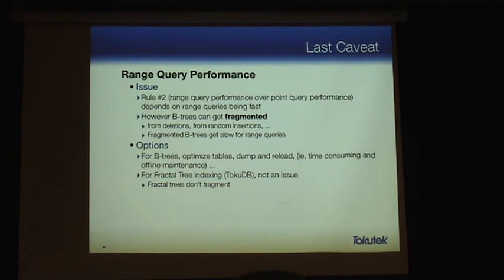Another issue that users see is range query performance, and that's the whole point that I was drilling down on in rule number 2: point queries are slow, range queries are fast, and you want to use range queries. Well, that holds as long as your B tree doesn't get fragmented. I guess people are familiar with having to run optimize table to get their query performance back up to snuff. What's happening is that your tree's getting fragmented from deletions, from random insertions, and your range queries get slower. A benefit for TokuDB is that TokuDB fractal trees don't fragment, so you never have to run optimize table for that.